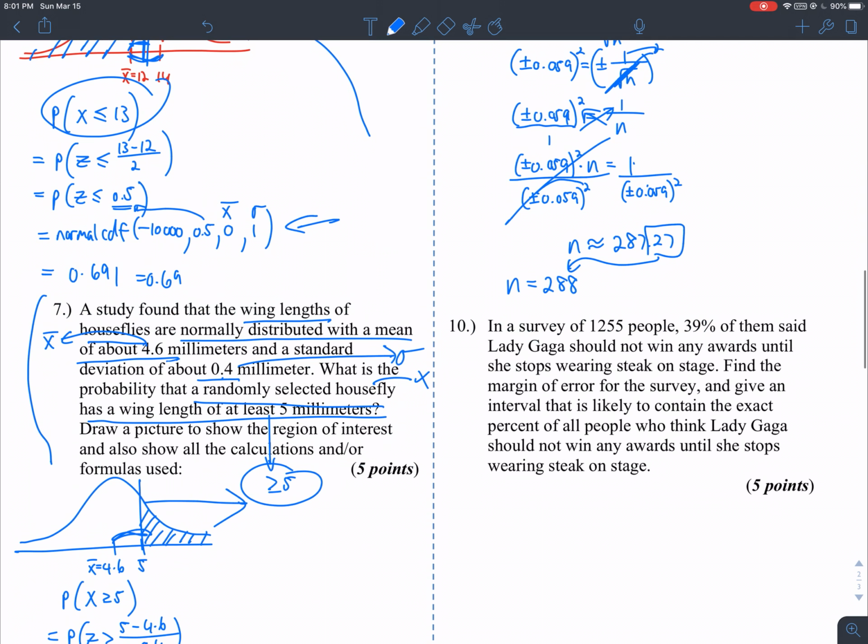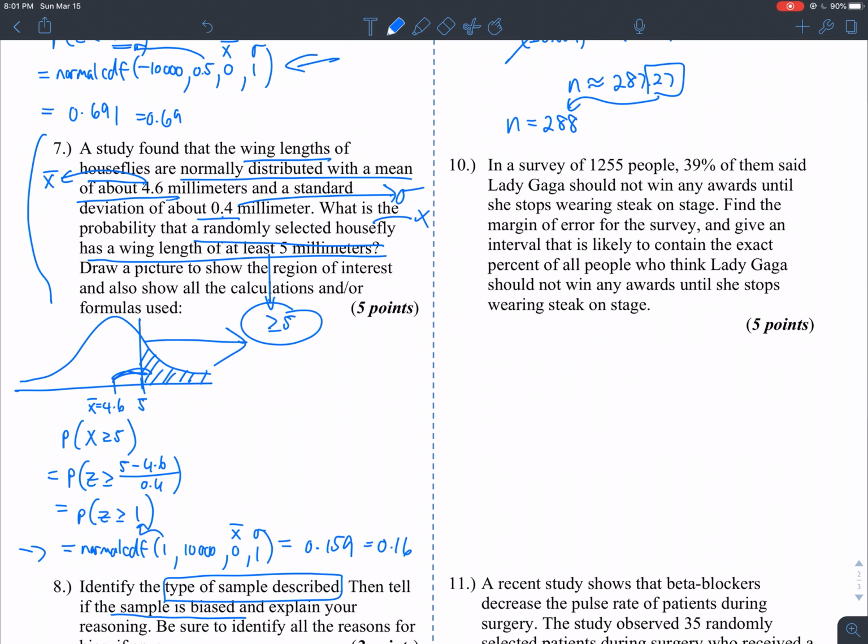Alright? Okay. Number 10. In a survey of 1,255 people, 39% of them said Lady Gaga should not win any awards until she stops wearing steak on stage. True story. Find the margin of error for the survey. So this is one part, find the margin of error for the survey. And then give an exact interval that's likely to contain the exact percent of people who think Lady Gaga should not win any awards until she stops wearing steak on stage. Alright, give an exact interval.